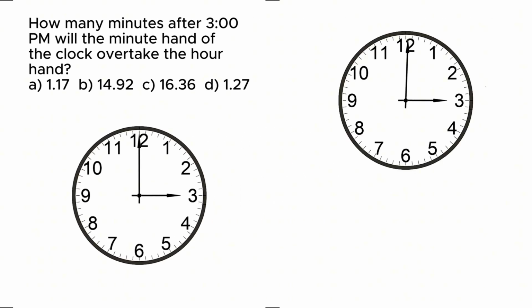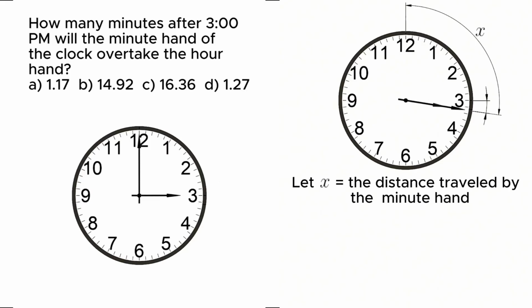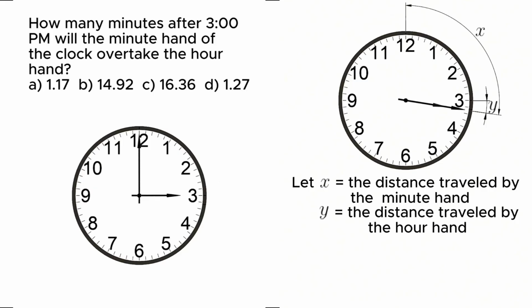Okay, starting at exactly 3 p.m., both the hour and minute hands begin to move, and at some point between 3 and 4 o'clock, the minute hand will catch up and overtake the hour hand for the first time. Let's define x as the distance in minute marks or tick marks traveled by the minute hand, and y as the distance traveled by the hour hand.